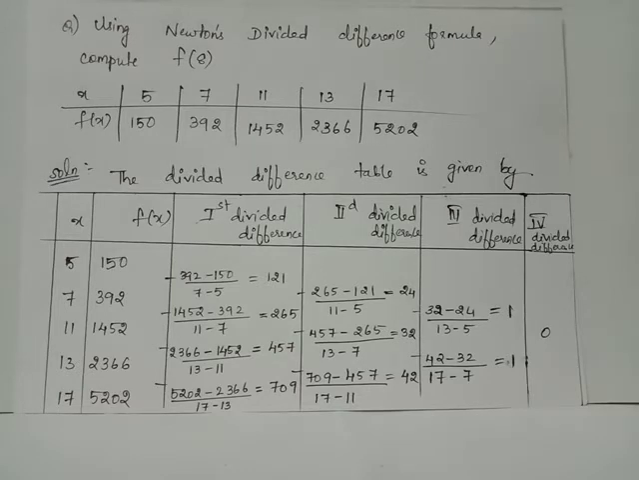Since we wish to find f of 8 using Newton's divided difference formula, we will have x naught equals 5, which is the leading input. The first divided difference 121 will be taken, the second divided difference 24 will be taken, and the third divided difference 1 will be taken. That is, all the leading divided difference values will be taken.